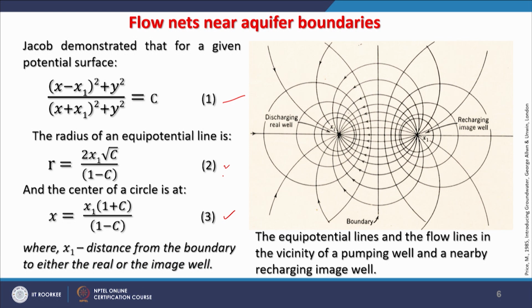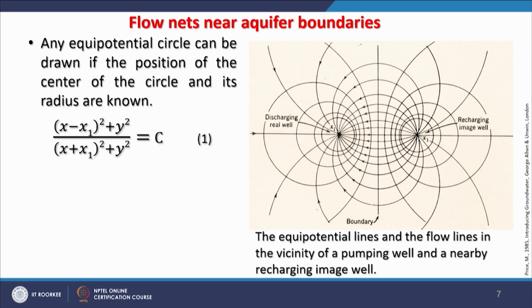Now, x1 is the distance, as you can see here also, from the boundary to either the real or image well. So, in earlier figures also we have taken this as the distance between the imaginary well and the real well, discharge well or recharge well. So, any equipotential circle or contour shown here can be drawn if the position of the center of the circle and its radius are known or determined.